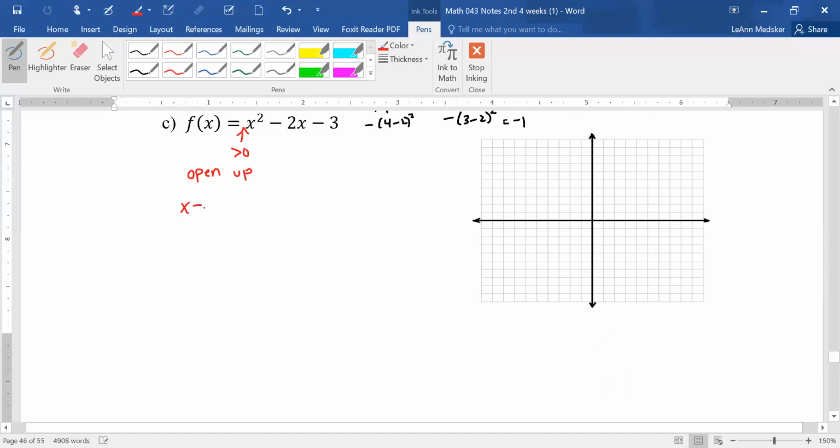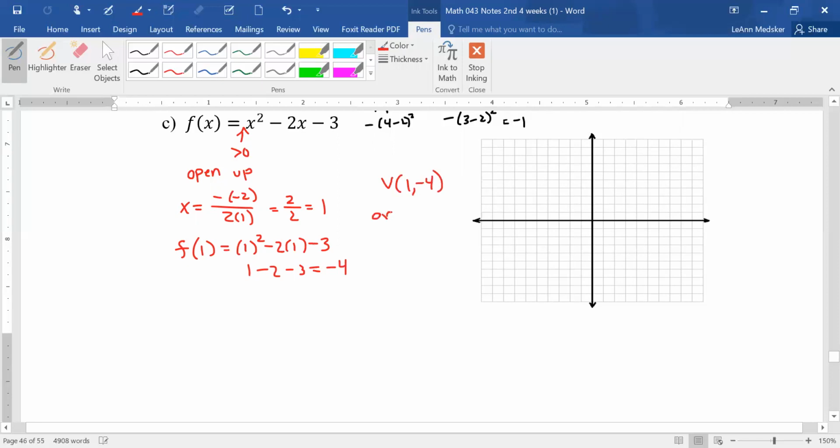We need to find our vertex. It's already in standard form, so x equals negative b, so negative negative 2, all over 2 times a. So this is going to be 2 over 2, which is 1. And then we want to plug 1 into our function to get the y value. 1 minus 2 minus 3, that's going to be negative 4. So the vertex of this problem is 1, negative 4. The axis of symmetry would happen at x equals 1, because remember, it's always wherever that vertex x coordinate is. And then we do our table of values.